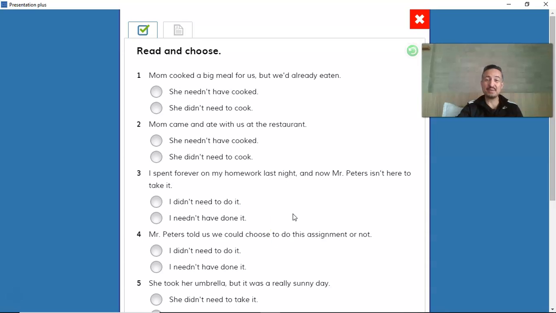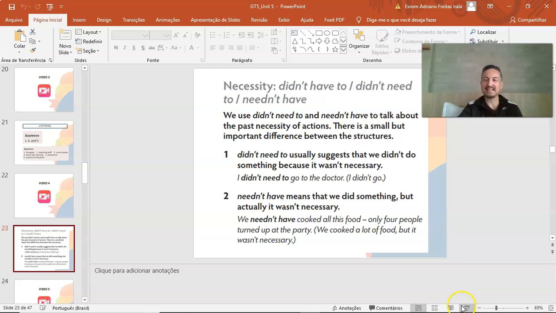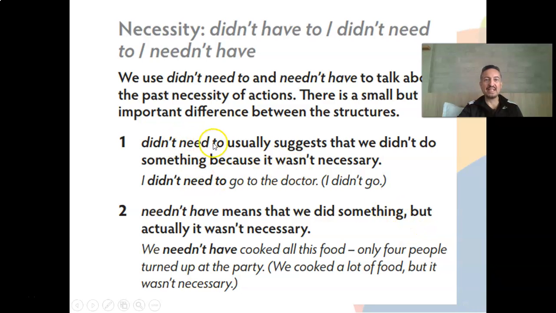Before we do, let's revise the rules. Okay, so the rule is this. If we use "didn't need to", it suggests that we didn't do something because it wasn't necessary. Okay, so we didn't do it. Why? Because it wasn't necessary. And when we use "needn't have done", we did something, but actually it wasn't necessary. So the first one, "didn't need to", we didn't do it. And the second one, we did it, but it wasn't necessary.